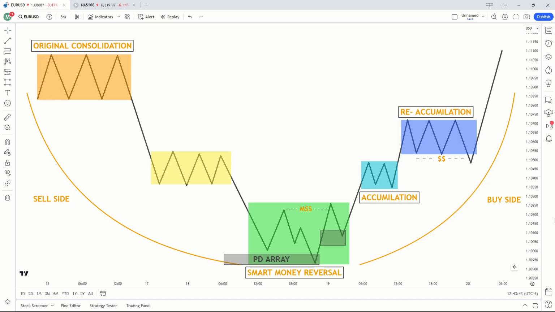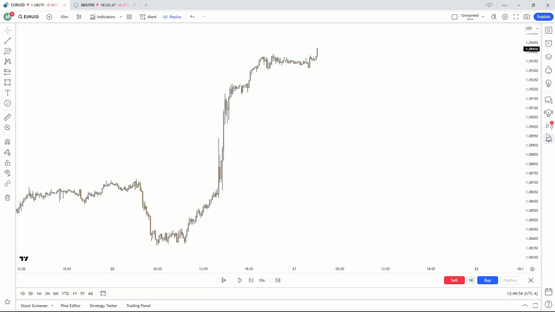Now, with you guys having a little bit more knowledge on the strategy, I'm going to hop onto a few examples on the chart so you guys can get a better understanding of the strategy in the real market. So let's get into it. Now, let's take a look at EURUSD.